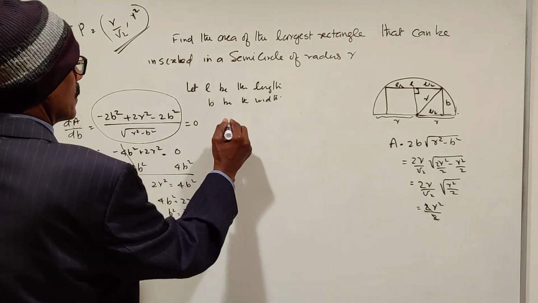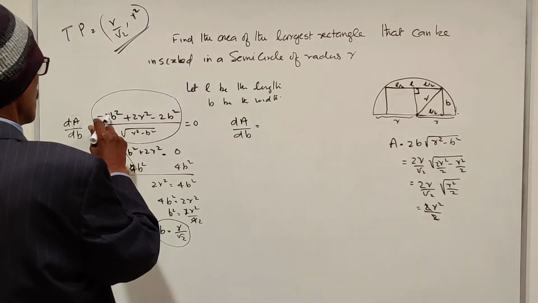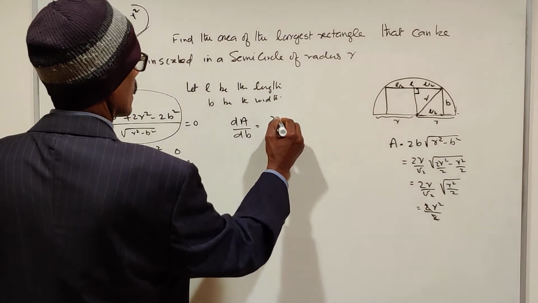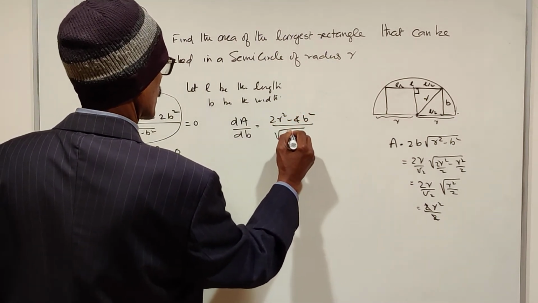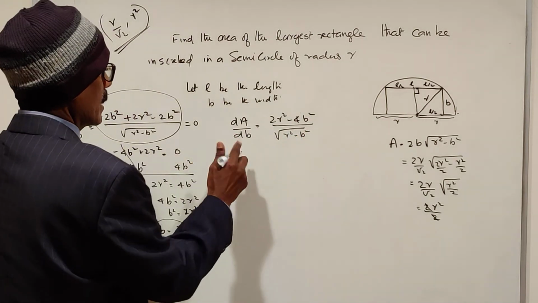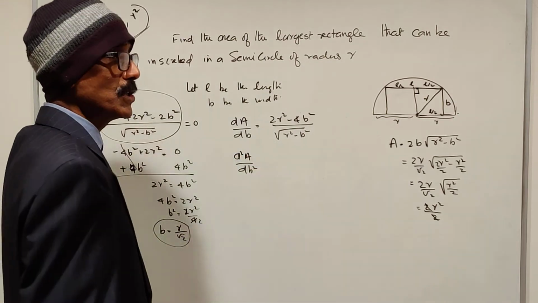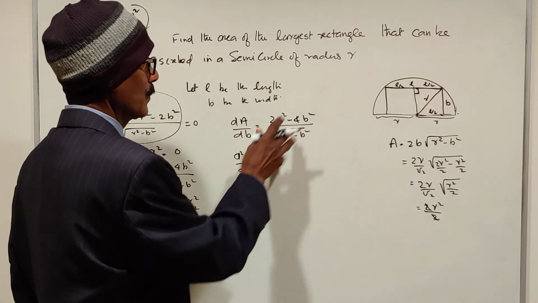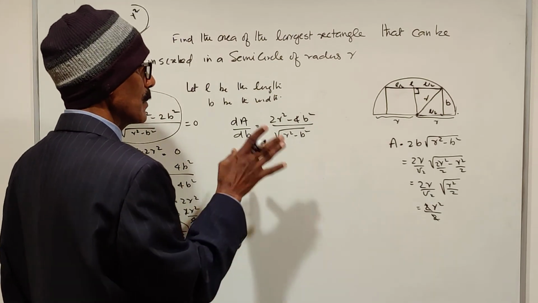See, dA/dB equals (2r² − 4b²) divided by square root of r² − b², minus 2b² − 2b²... That is dA/dB. Now d²A/dB². What is our aim? Our aim is to show that the second derivative should be a negative number. We don't need to solve everything.